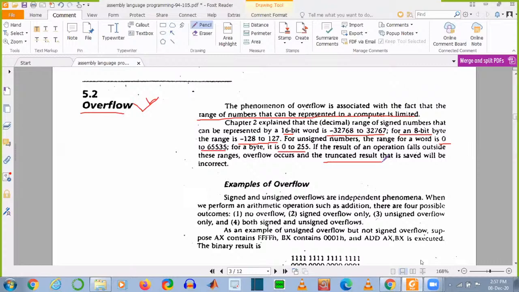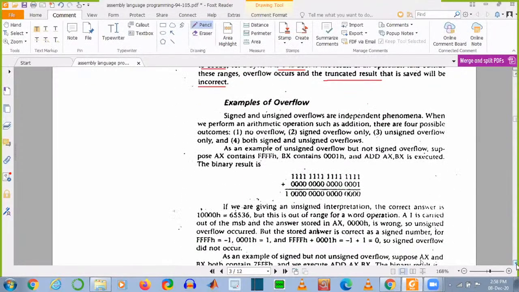ইন দ্যাট কেস আমরা যে রেজাল্টটা স্টোর করি সেই রেজাল্টকে বলা হচ্ছে ট্রাঙ্কেটেড রেজাল্ট, মানে সংকুচিত রেজাল্ট স্টোর করা হয়। আর এই ট্রাঙ্কেটেড রেজাল্টটা অ্যাকচুয়ালি নট কারেক্ট, বিকজ যেহেতু আমরা আউটসাইড রেঞ্জের রেজাল্টটা অ্যাকচুয়ালি স্টোর করতে পারতেছি না, so in that case, we can store the truncated result in the computer. So in case of overflow, we store the truncated result in the computer, and that is actually not correct. Okay, so let's see the example of overflow here.